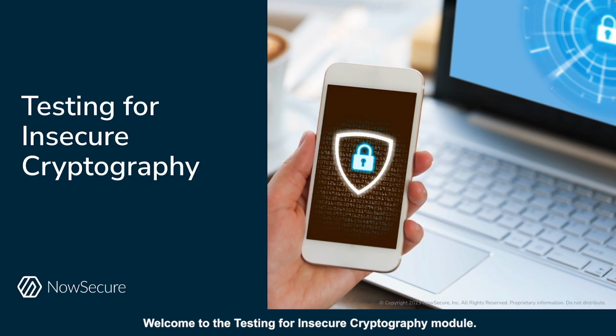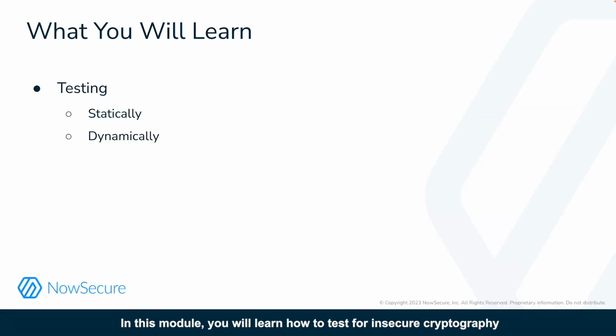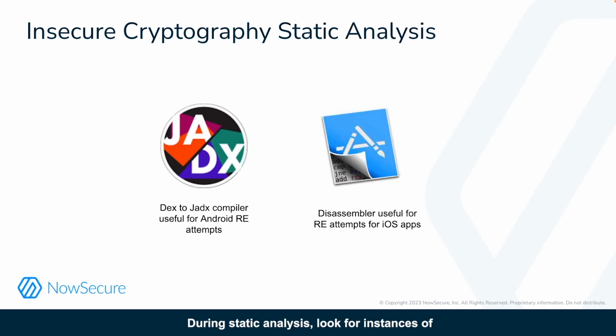The Testing for Insecure Cryptography module. In this module, you will learn how to test for insecure cryptography both statically and dynamically. During static analysis, look for instances of weak cryptography within the app source code. We recommend using JADX for Android and Hopper for iOS.